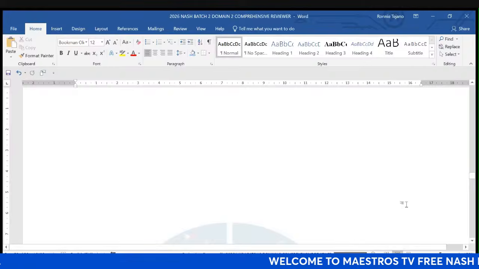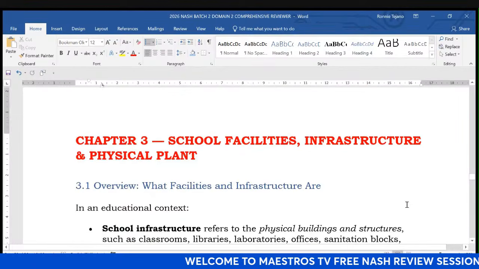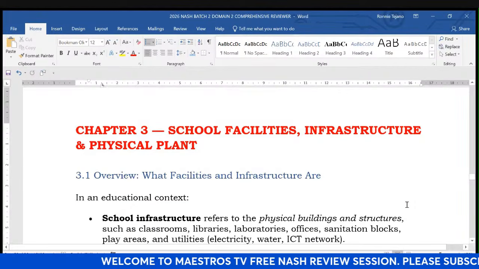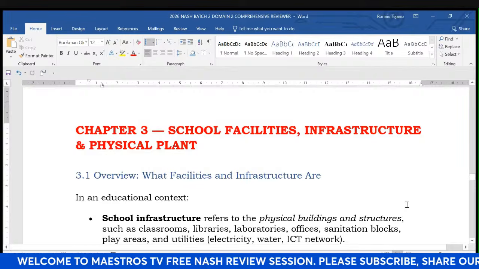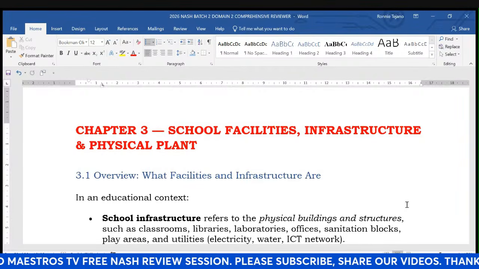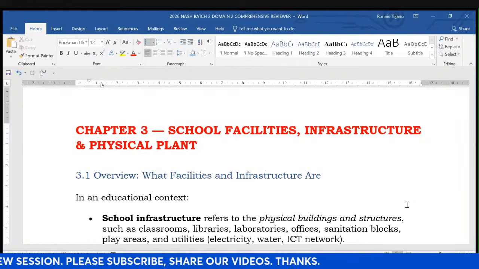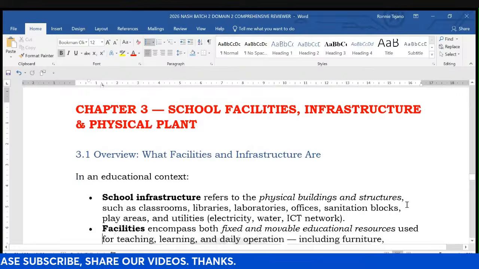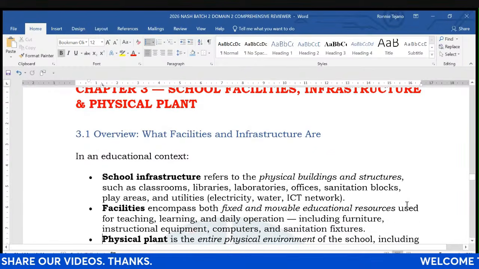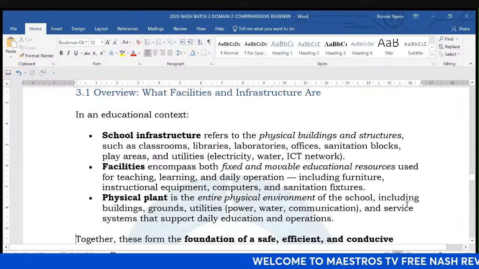Okay, we are still on operations, no? Management of daily operations for domain 2. And now on strand 3, we look into the various physical facilities, infrastructures, and physical plant. Okay. We talk about what are the facilities and infrastructures that we manage.